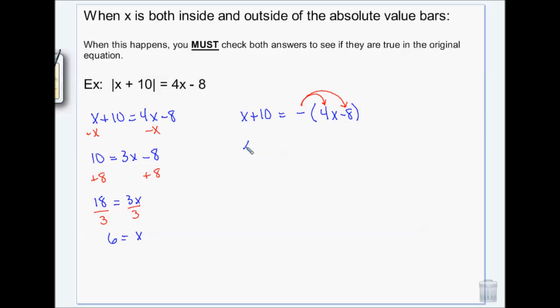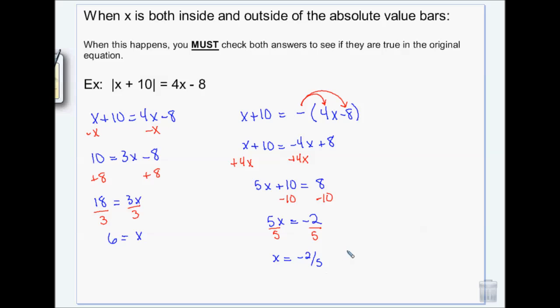So what I get is x plus 10 is equal to negative 4x plus 8. I add 4x to both sides. I get 5x plus 10 is equal to 8. Subtract 10, and I get 5x is equal to negative 2. And if I divide by 5, I get x is equal to negative 2/5.